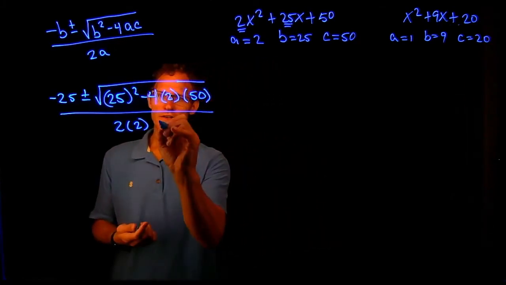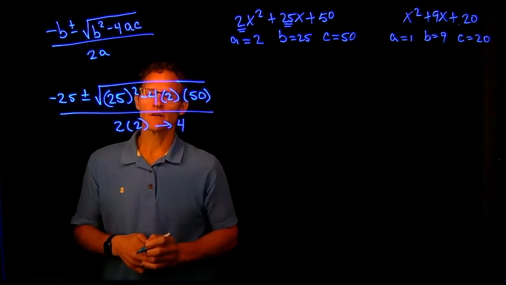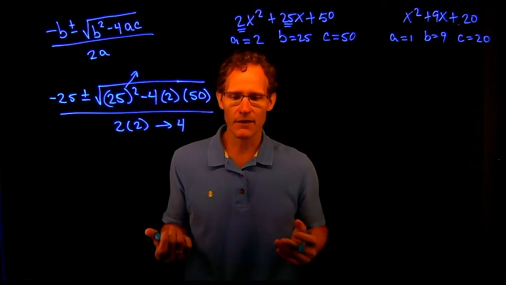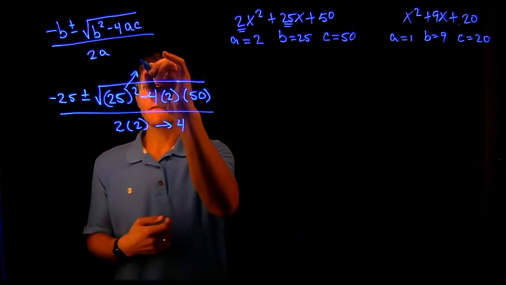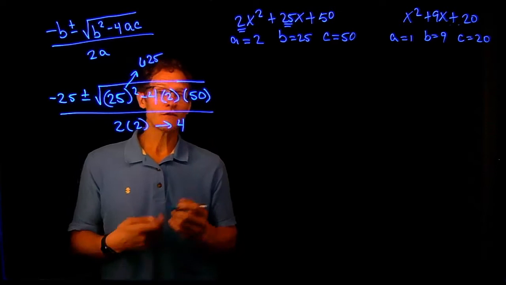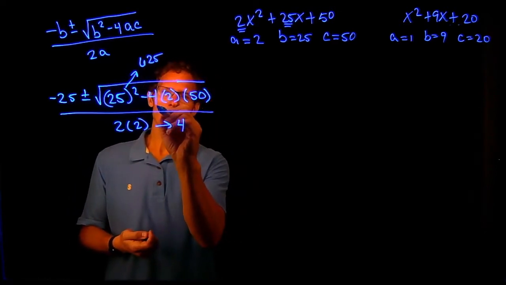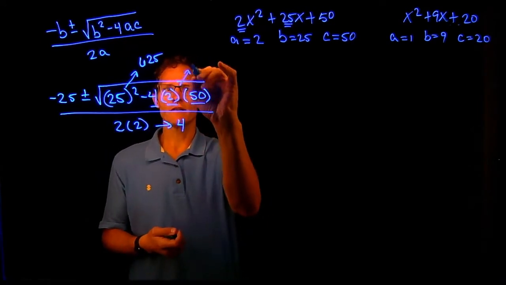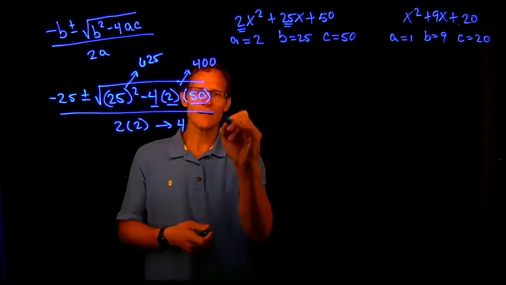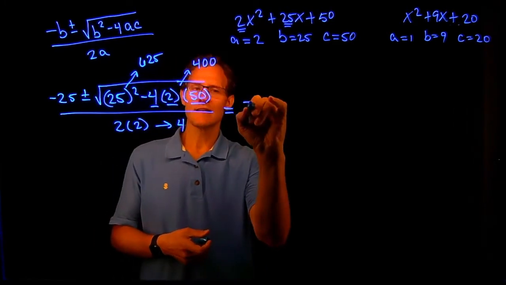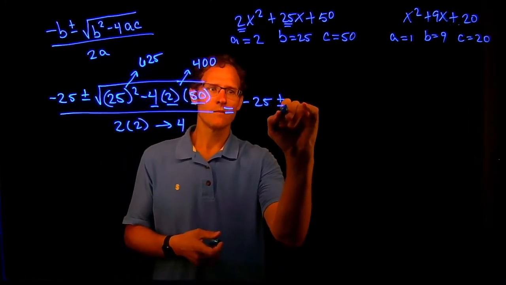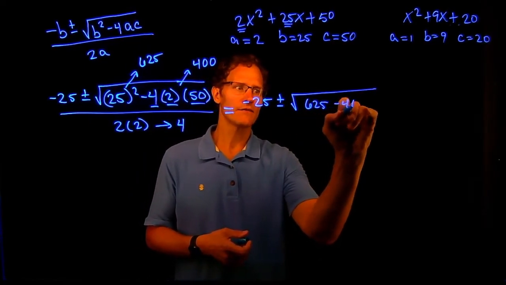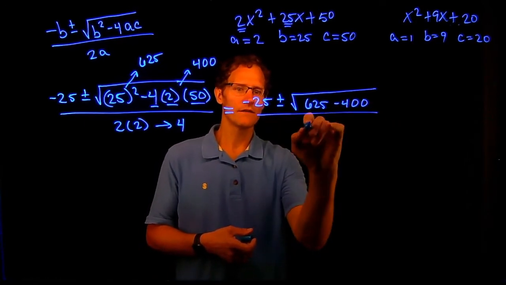We know that 2 times 2 is 4. Using your calculator, you can figure out that 25 squared is 625. And if you need to, using your calculator, you can figure out that 4 times 2 times 50 is 400. So we can very quickly simplify this to negative 25 plus or minus the square root of 625 minus 400 all over the value of 4.